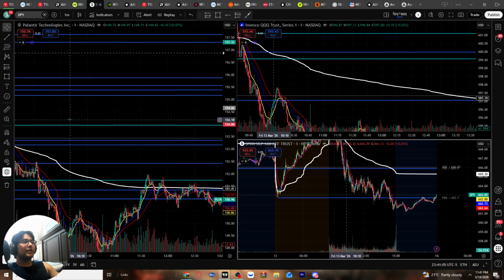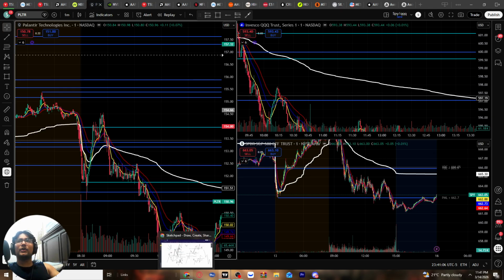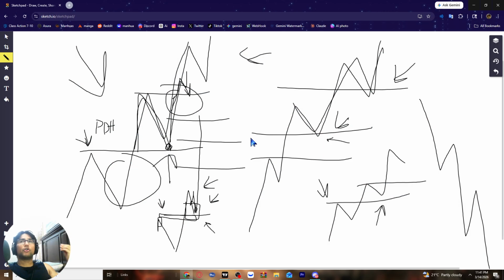But yeah, the most important thing is for you guys to learn price action and market structure as a beginner, right? Because that's how it moves the market. Bullish and bearish market structure.